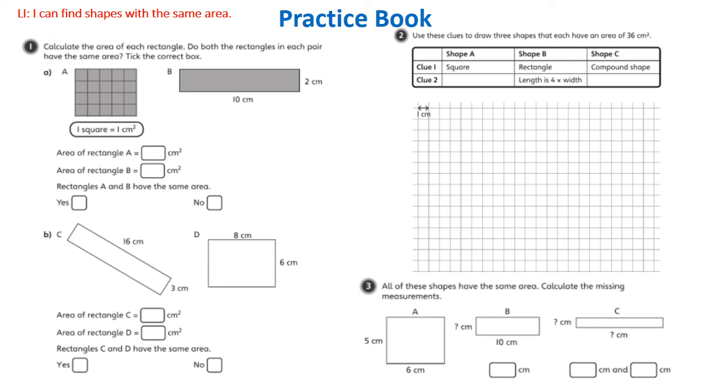On question 3, all of these shapes have the same area. So shape A, we can work out the area from that, can't we? Length times the width. Now on shape B, we now know what the area is going to be. So it's something times 10 equals our area. Shape C, we haven't got any measurements at all, but you can see that it is longer than shape B, but it is narrower. So the width will be less and the length will be more than 10. Have a go at that one.